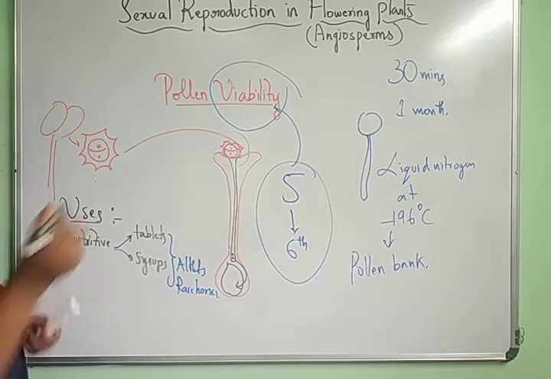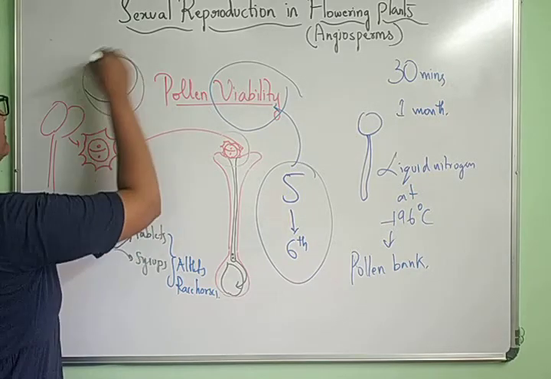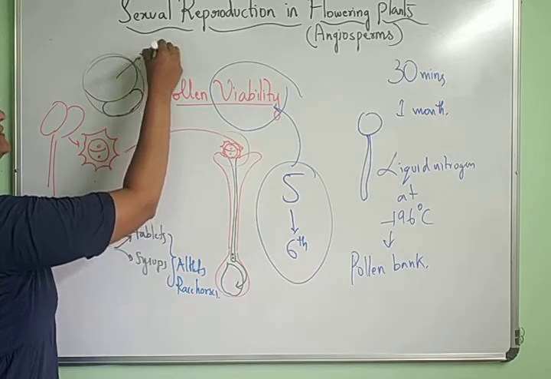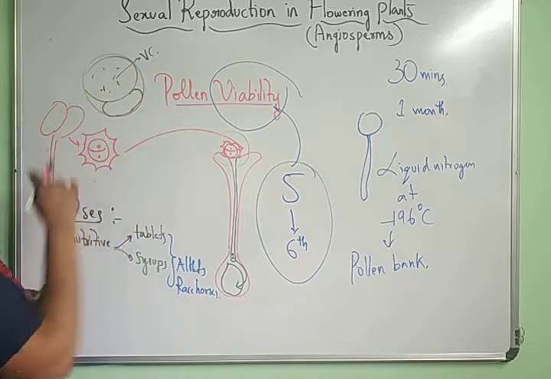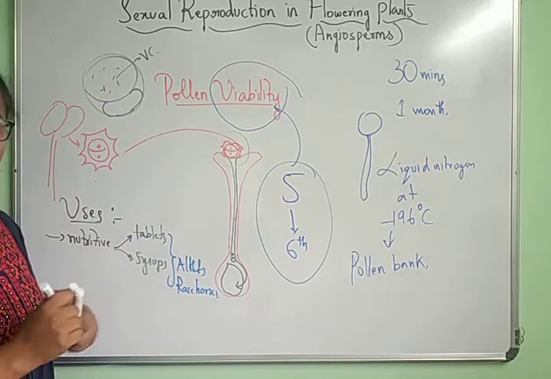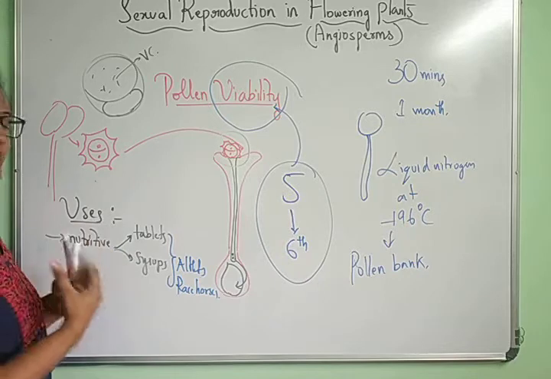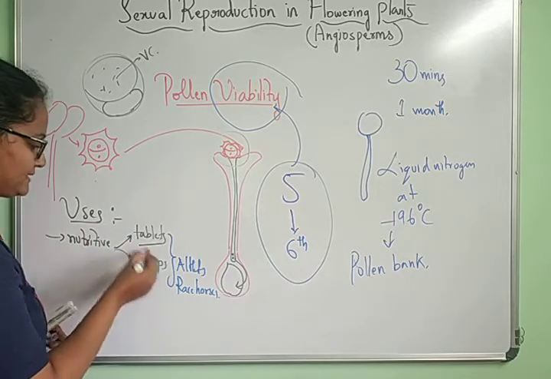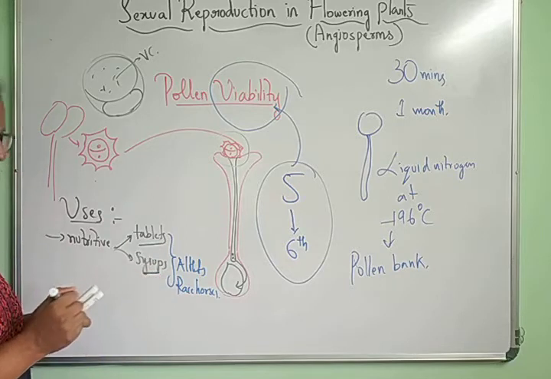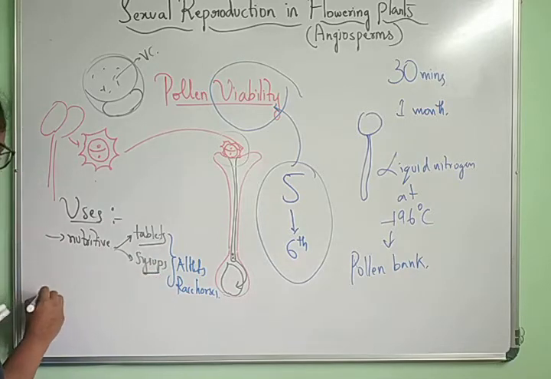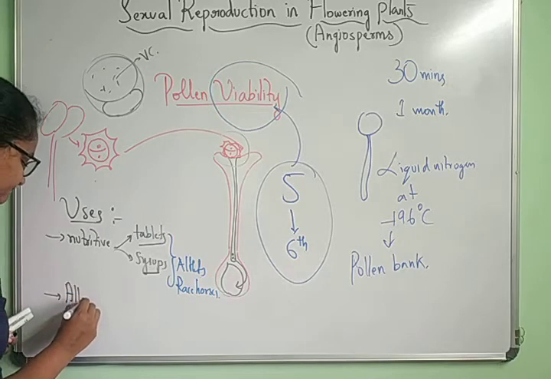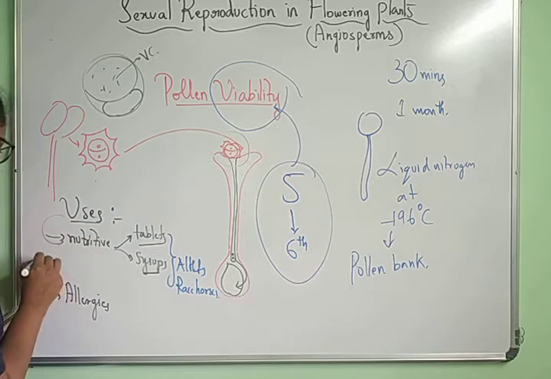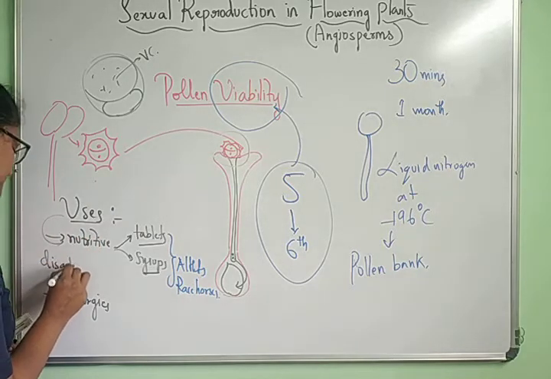As I told you, the pollen grain consists of one big cell and a small cell. The big cell we call the vegetative cell. The vegetative cell consists of stored food material. That food material consists of nutrients which are used to make tablets and syrups. The disadvantages are that they cause allergies. This is not a use; the use is only its nutritive nature. This is the disadvantage.